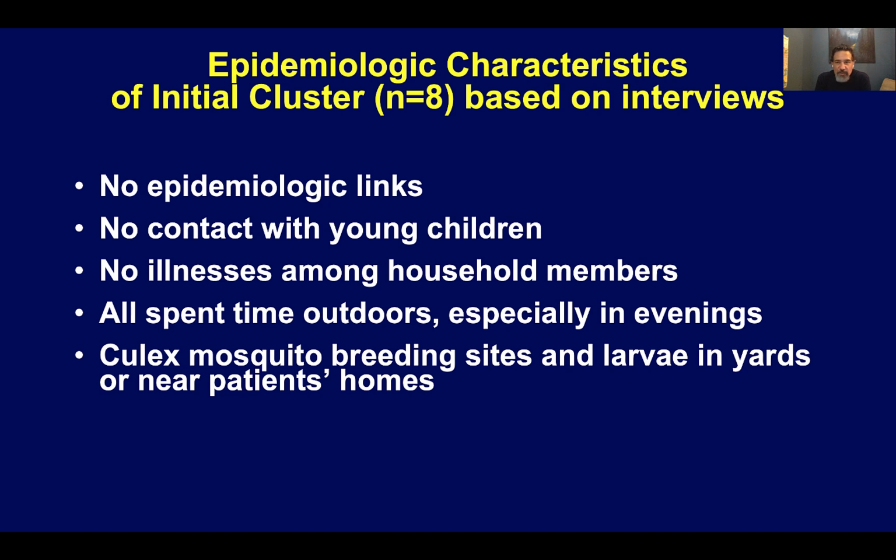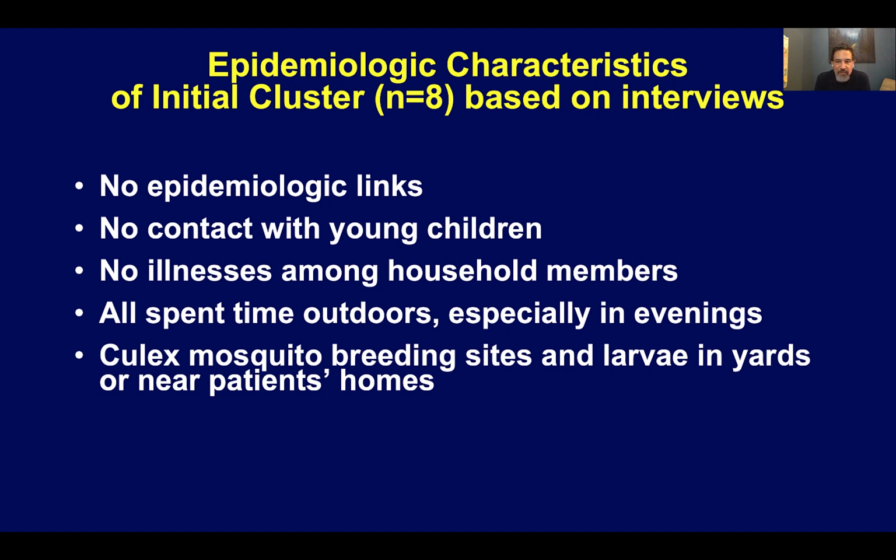for clues. And so interviews with patients and families revealed actually no clear epidemiological links, like attendance at a common social event or a church supper or a restaurant. None of the patients reported having any contact with young children, and they had little social contact outside of the home. Importantly, no other household members were ill, making person-to-person transmission less likely. But all the patients were noted to spend a lot of time outdoors around their homes in the evenings, engaging in activities like gardening.